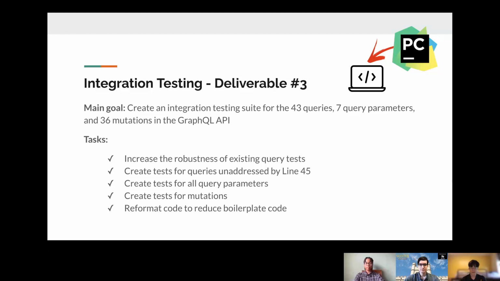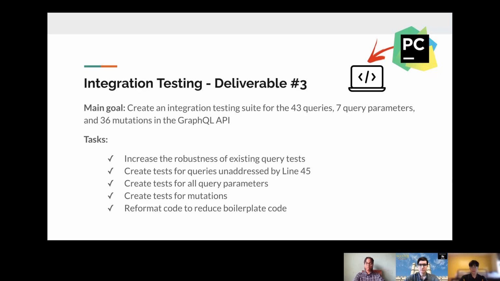Deliverable 3 was a big jump from our previous 2 deliverables in that we delved deeper into the API itself and actually started writing code. Our main deliverable for this phase was to create an integration testing suite for the Bensys GraphQL API. There were 43 queries, 7 query parameters, and 36 mutations to test.